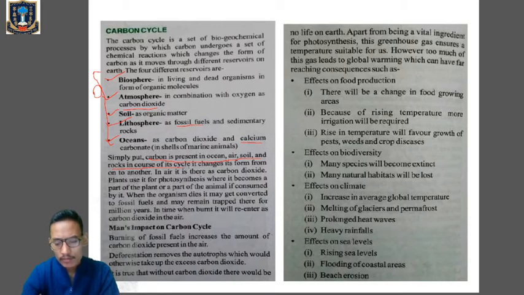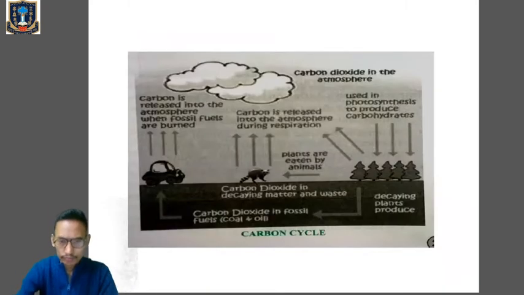So whenever the plants or animals die, they can become part of the fossil fuels. They can form the fossil fuels. So now the carbon will be stored in the form of fossil fuels, and whenever we burn the fossil fuels, carbon dioxide will be released and will re-enter the atmosphere. So this forms the carbon cycle. Okay, so look at the figure over here.